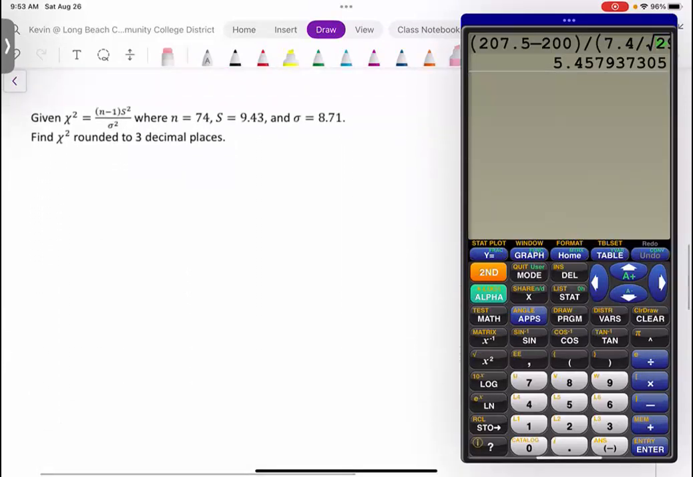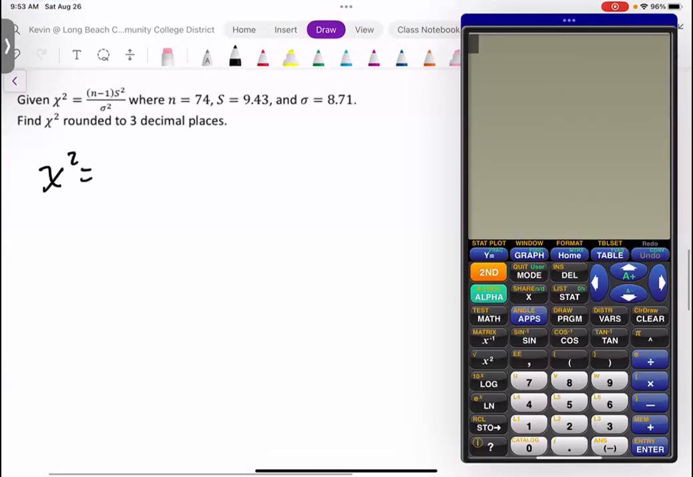We have a chi-squared. That's a Greek letter chi, chi is how that's spelled. And chi-squared is equal to n minus 1 times the sample standard deviation squared over the population standard deviation squared, which is represented by the Greek letter sigma, that weird looking symbol that you see there. Now notice this one says to round to 3 decimal places. So let's do that.